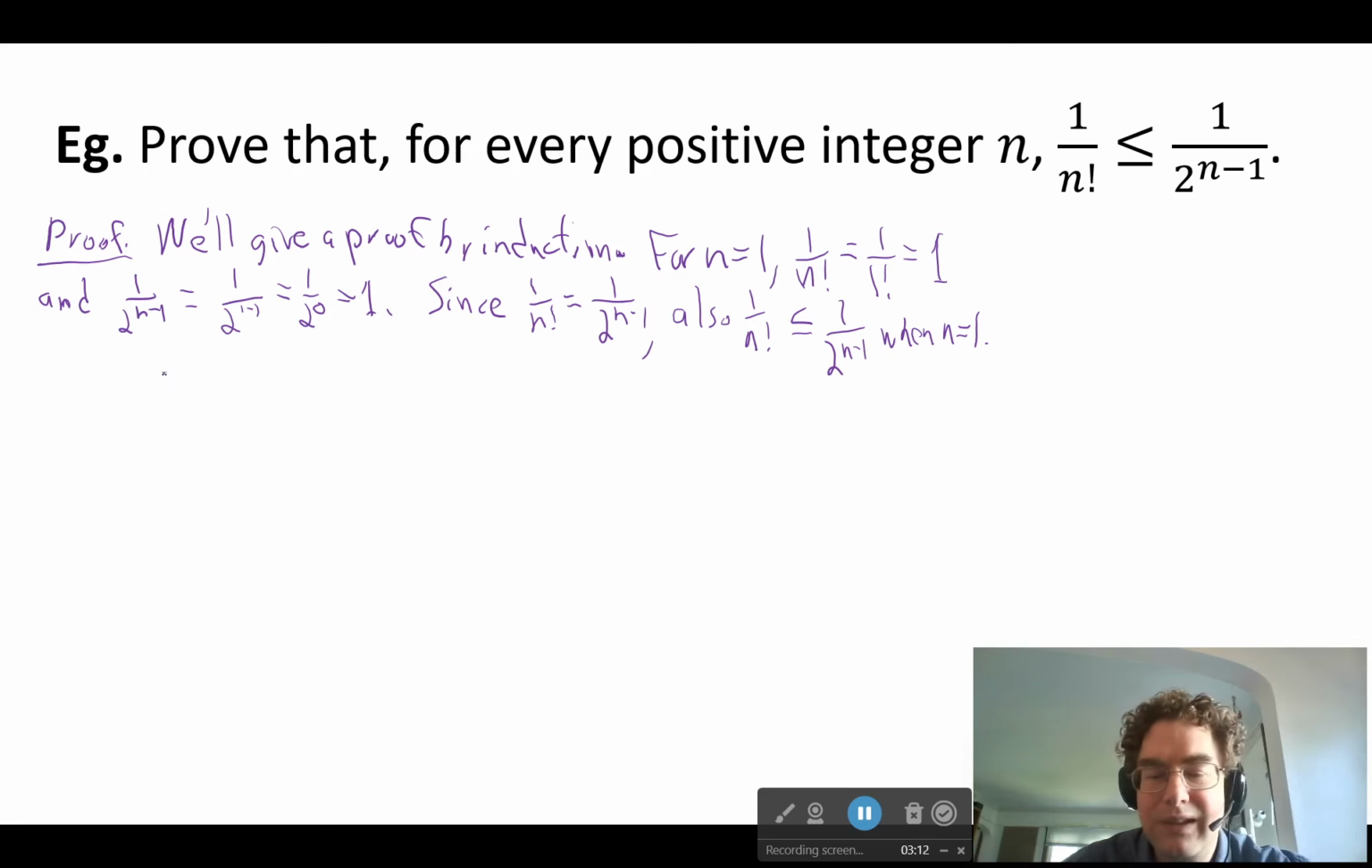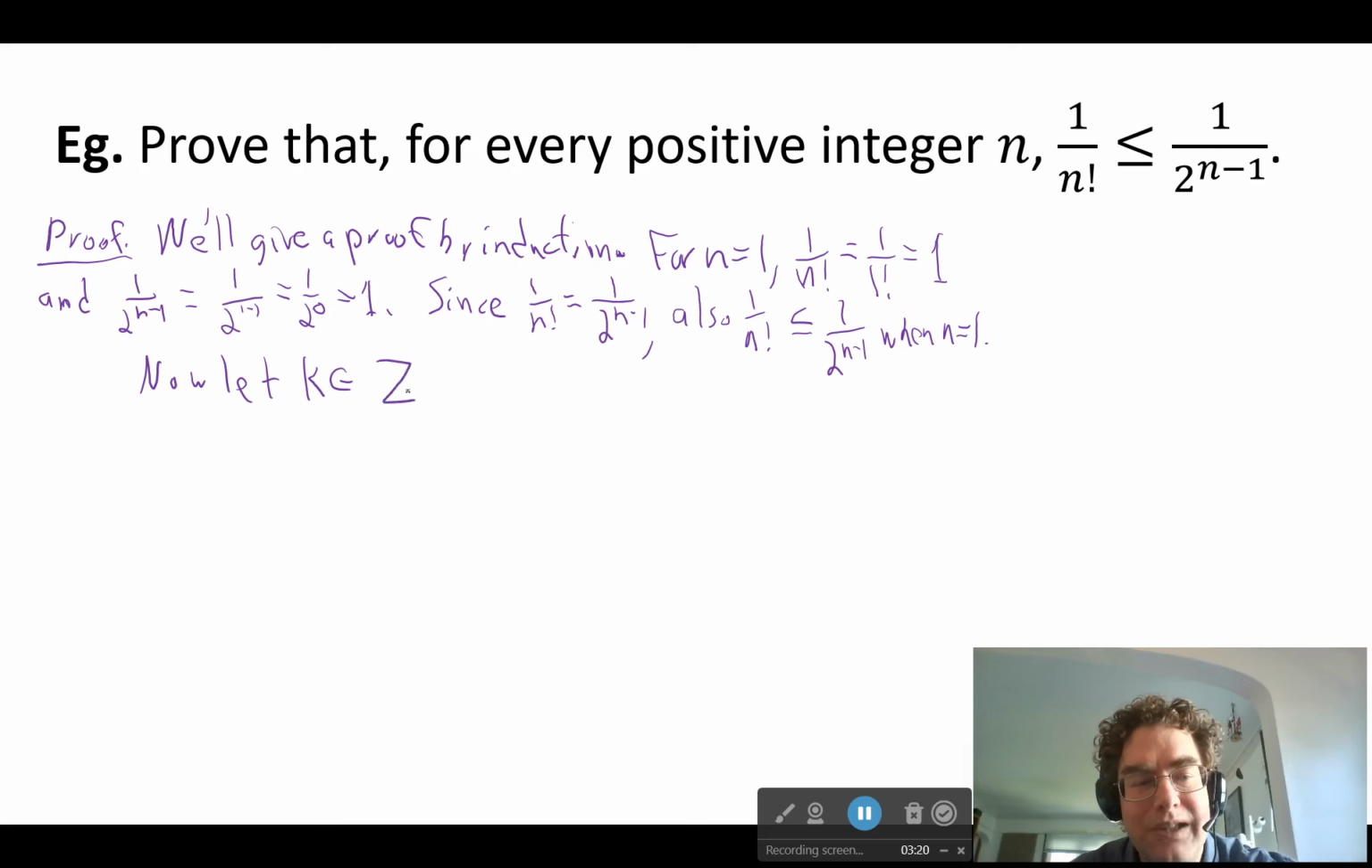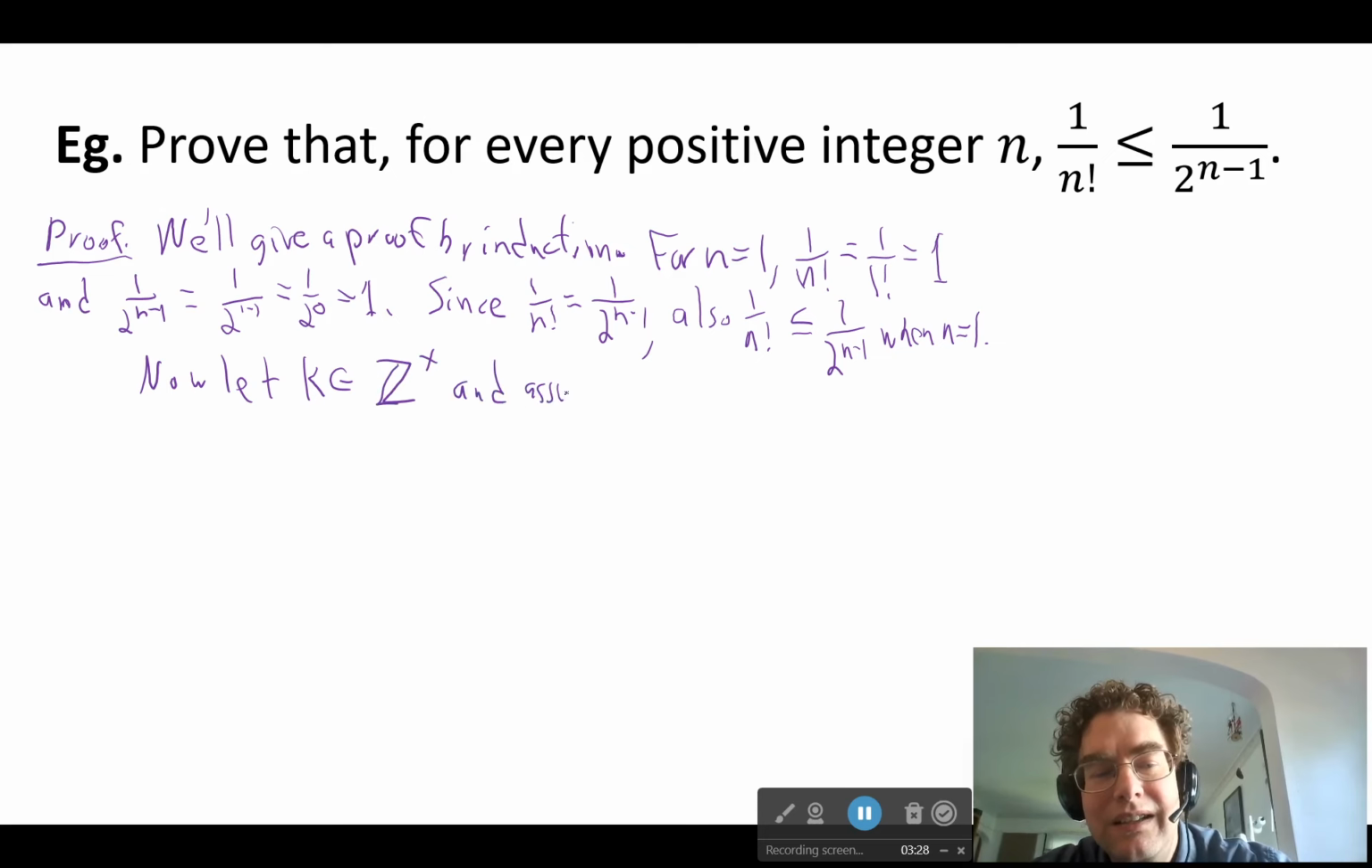We'll put a new paragraph here, and we'll say, now let k be an arbitrary element of our domain, which again is Z plus for this problem. This would probably work for n equals 0 too. We could have used a different domain, but oh well. And now we're going to assume that the inequality holds for k. So we'll assume 1 over k factorial is less than or equal to 1 over 2 to the k minus 1.